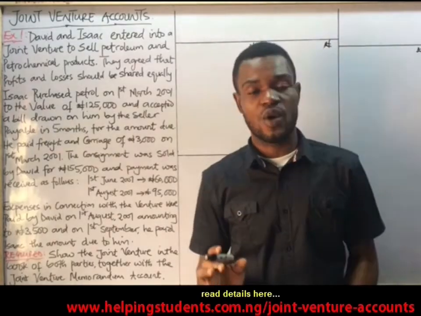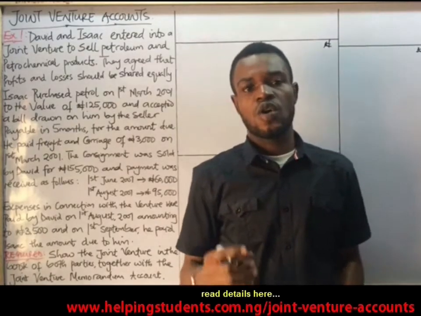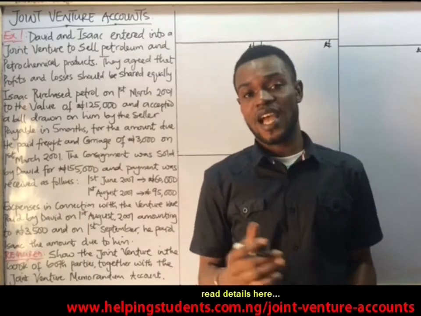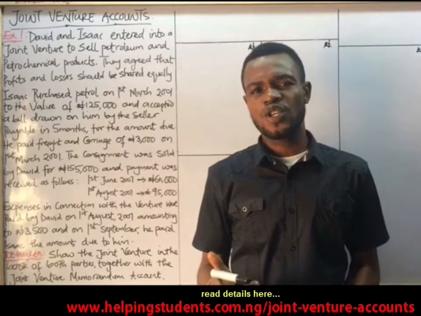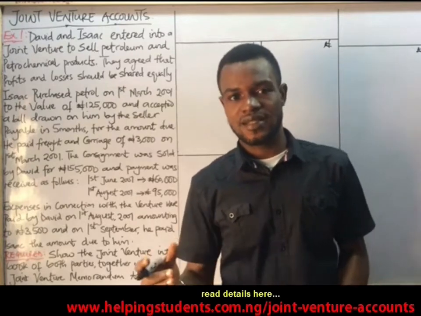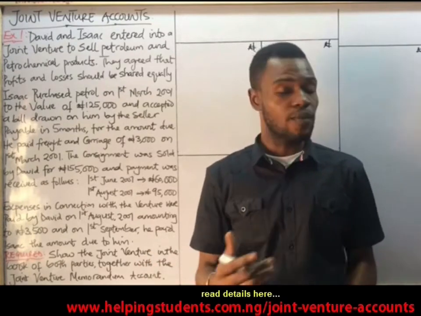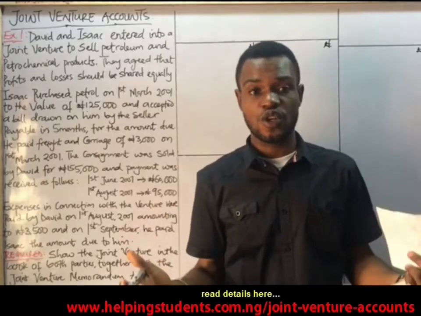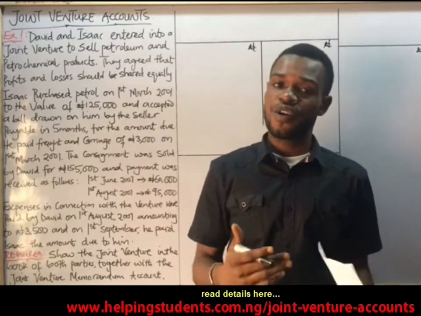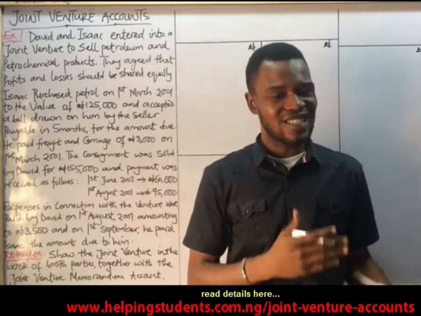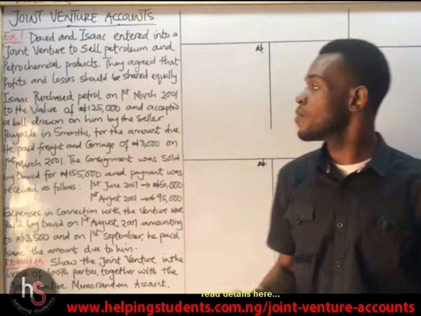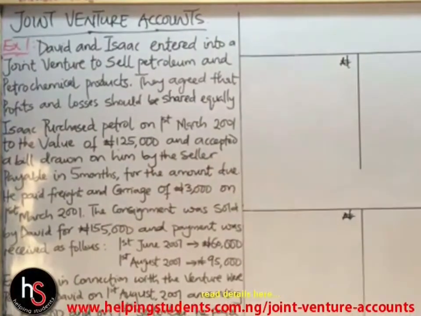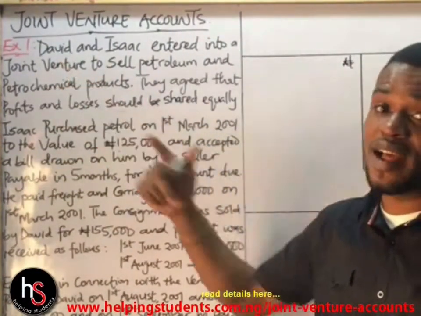Each time you're to answer a question under the joint venture, you need to know how many venturers are in that venture. Then you also need to know what their agreement is, what the share of profit is going to be like, if they have agreed to share the profits or losses equally or on a ratio basis. Okay? So in this question we have here, it has to do with David and Isaac.